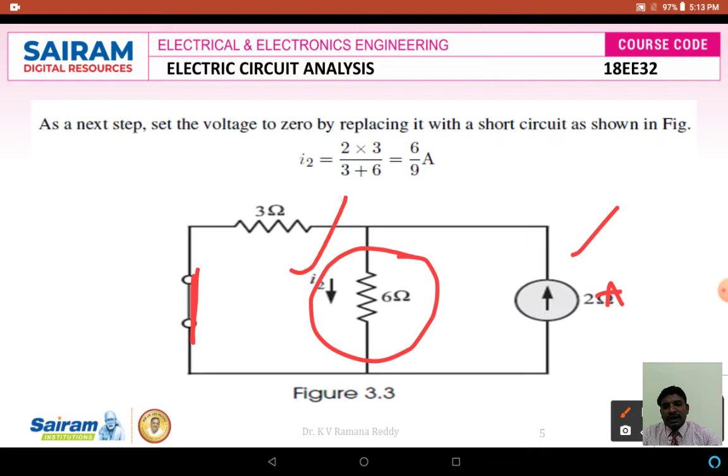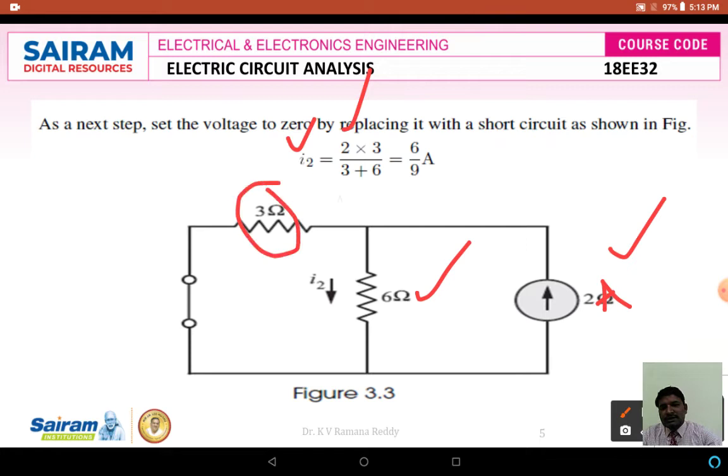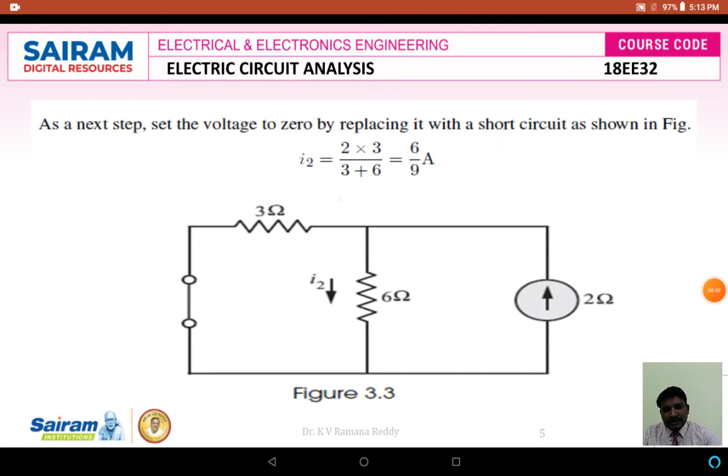The value of I2 in this case is the total current, 2 amperes, multiplied by the opposite branch of the 6 ohm resistor, which is 3 ohms, divided by the total resistance, 6 plus 3. If you do the simplification, we get 2 times 3 as 6 in the numerator and 6 plus 3 is 9 in the denominator. So it is 6 by 9 amperes.